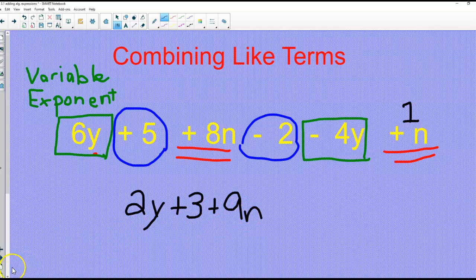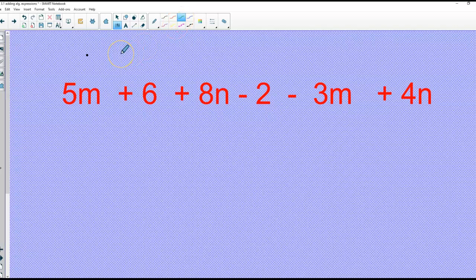Okay, let's look at another one. In this expression, again, we have to start by finding our like terms. So I see a 5m, so I'm looking for another m, which I see. So circle, mark, color, highlight, whatever you want to do. 5m, and then when I go to the next one, which is my 3m, I also need to include the sign to the left. So I'm including the minus 3m.